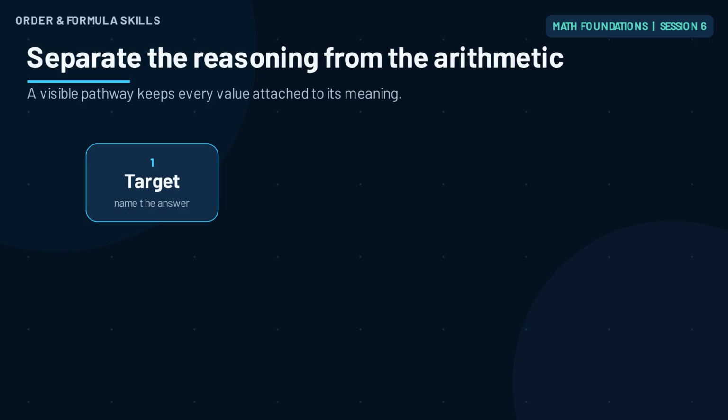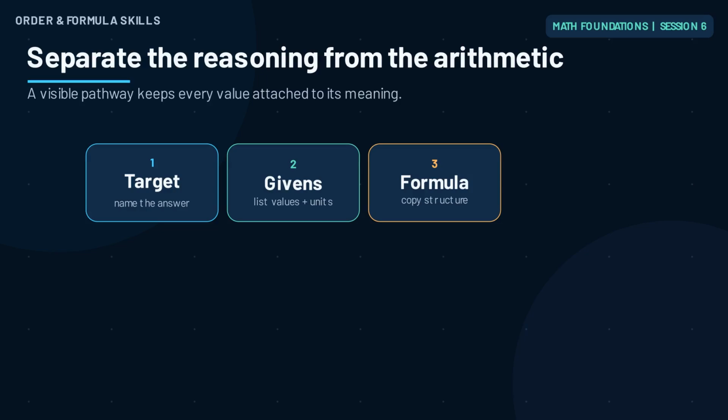First, name the target so you know what the answer must represent. Second, list the given values with their variable names and units. Third, copy the formula exactly before replacing any letter. Fourth, substitute with parentheses when a value is negative or grouped.